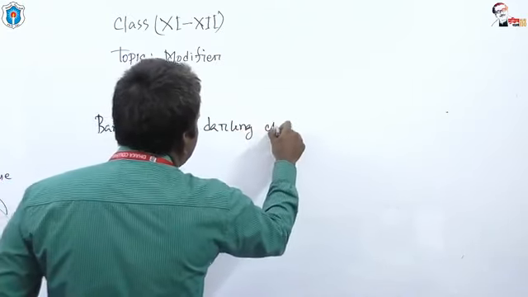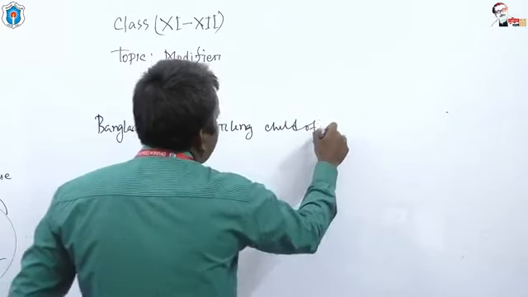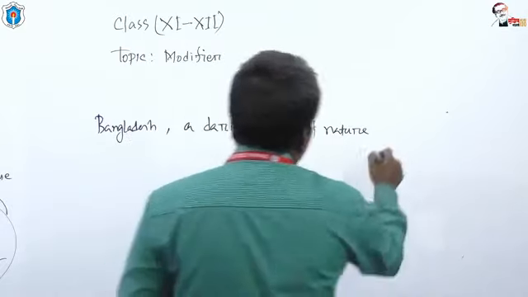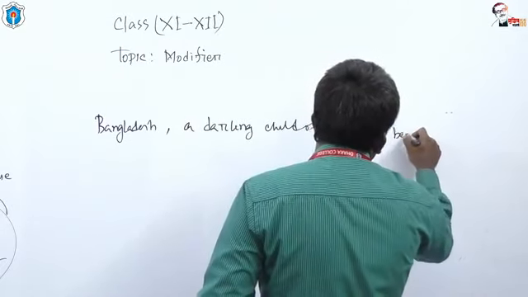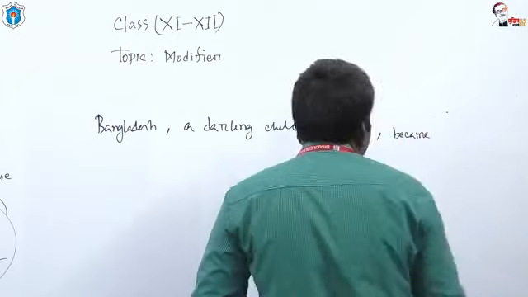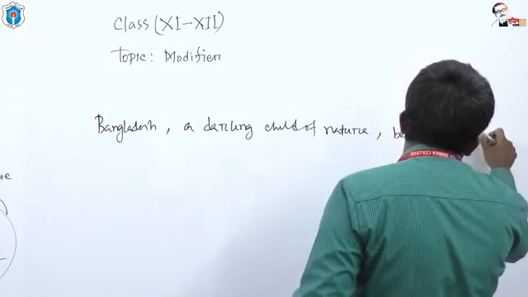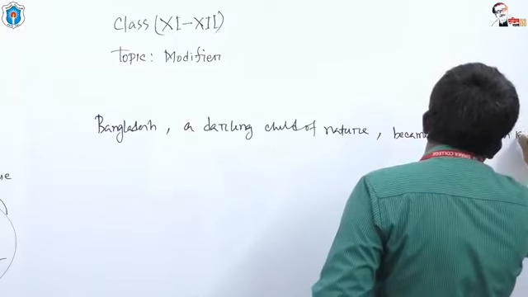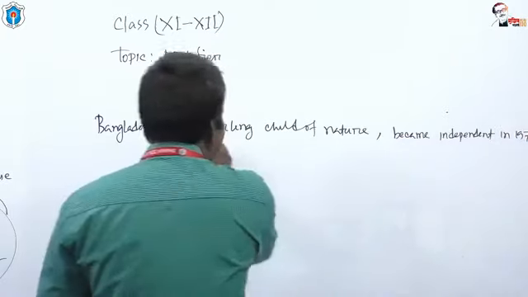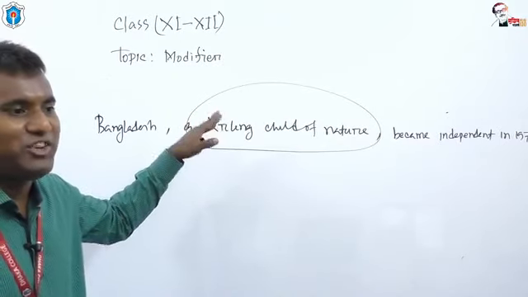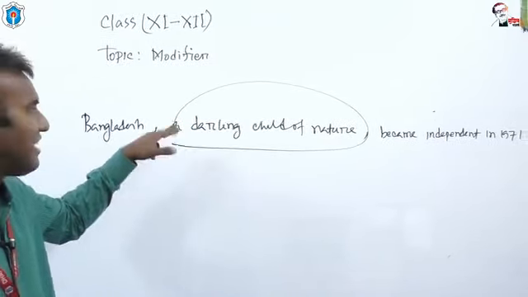For example, Bangladesh, a darling child of nature, became independent in 1971. This is an appositive. I can turn this appositive into a relative clause or adjective clause by putting a relative pronoun.